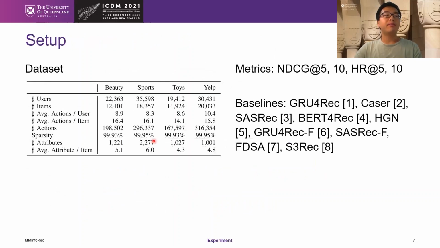In our experiments, we conduct experiments on 4 datasets, and the metrics we choose are NDCG at 5 and at 10, and also the hit ratio at 5 and at 10. The baselines we choose to compare are GRU4rec, CASA, SAS-rec, BERT4rec, HGN, and their feature-based versions, and also feature-based sequential models like FDSA and S3rec.